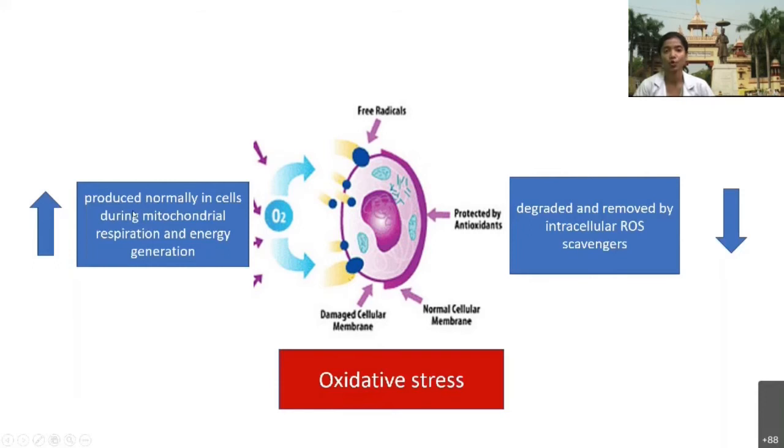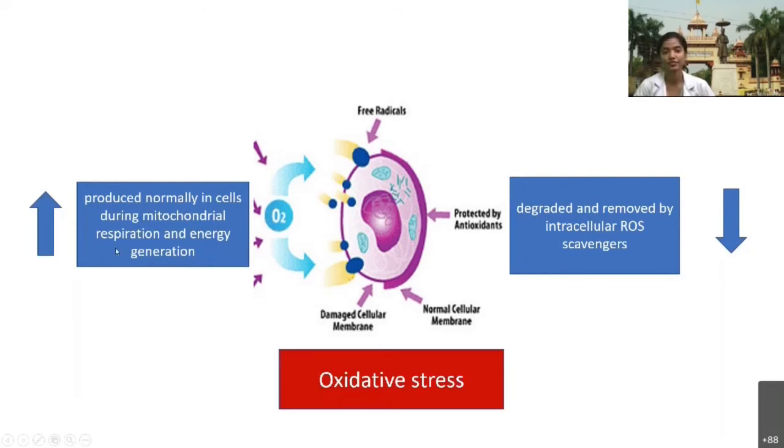Now, what happens when there is an increase? These reactive oxygen species are produced normally in cells during mitochondrial respiration and energy generation, because the reactive oxygen species are not always harmful. They are useful for removing microbes if there is a microbial insult. And also the reactive oxygen species like nitric oxide help in vasodilatation. So it is not always harmful.